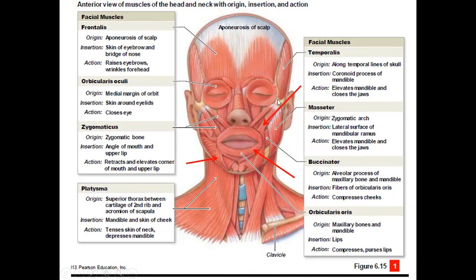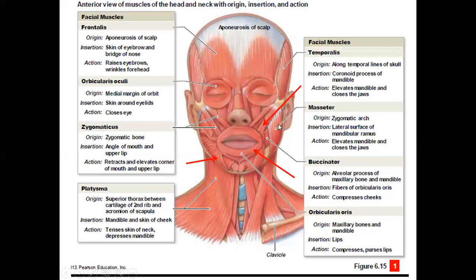This muscle up here is called the zygomaticus, right? So it's actually labeled over here, the zygomaticus muscle. That muscle attaches to the zygomatic bone and just the lips. So think about what this muscle does when it contracts and the lips are the insertion and move towards the origin. You smile.